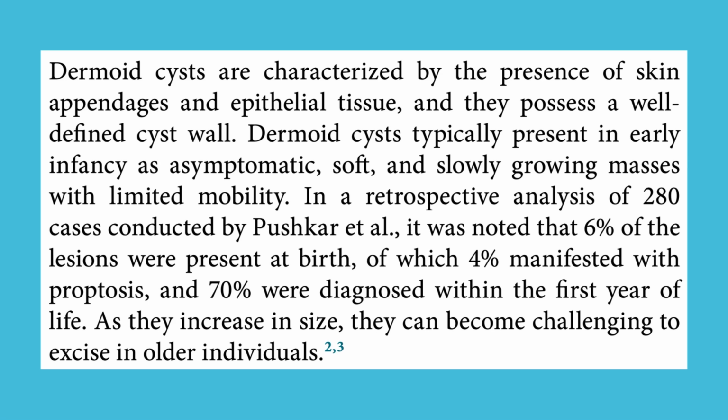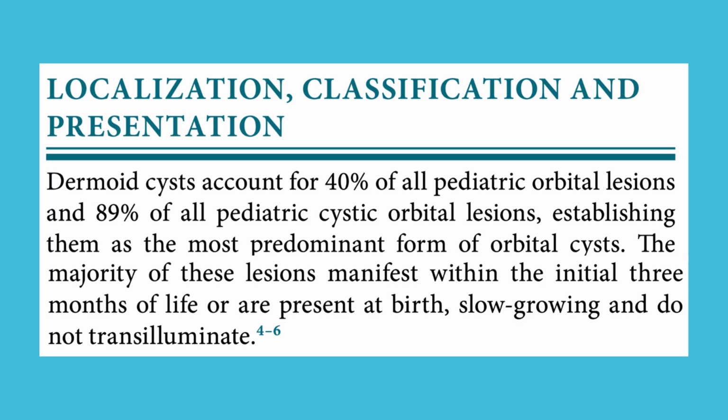Dermoid cysts are characterized by the presence of skin appendages and epithelial tissue, and they possess a well-defined cyst wall. Dermoid cysts typically present in early infancy as asymptomatic, soft, and slowly growing masses with limited mobility. In a retrospective analysis of 280 cases conducted by Pushkar et al., it was noted that 6% of the lesions were present at birth, of which 4% manifested with ptosis, and 70% were diagnosed within the first year of life. As they increase in size, they can become challenging to excise in older individuals.